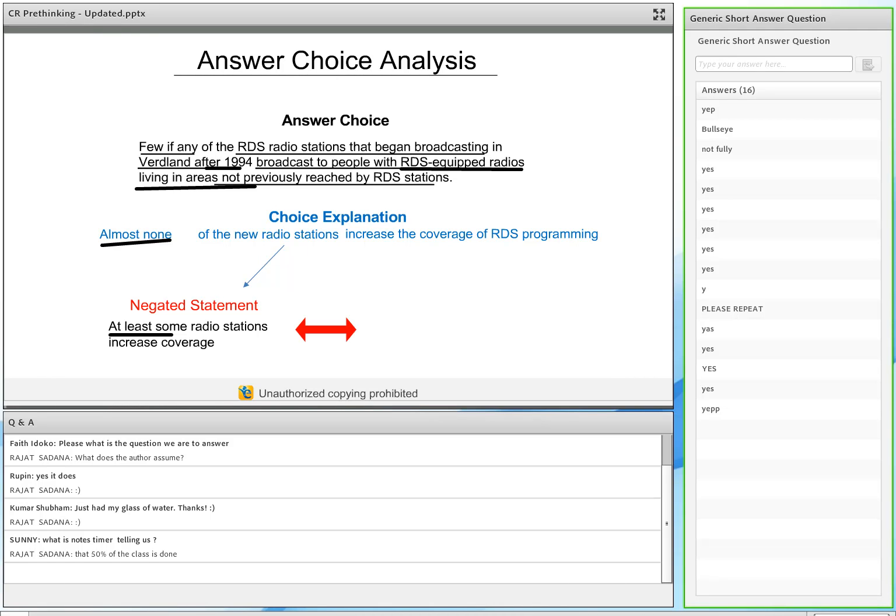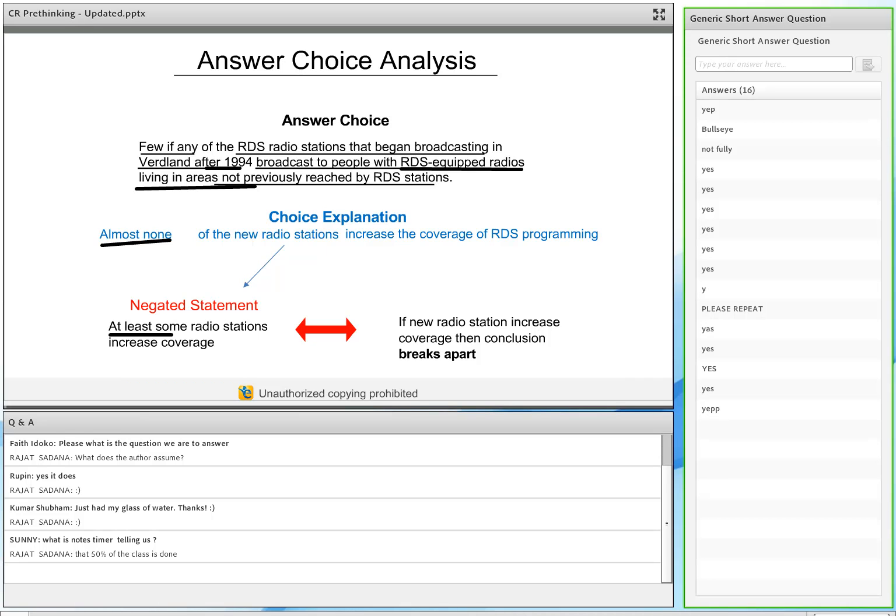If at least some radio stations increase coverage, then can we really say that the number of Worldlanders receiving special program information did not increase significantly in 1996? No, we can't say that, and my conclusion breaks apart. Now some of you are worried about other answer choices. We're going to look at those other answer choices. Don't worry about that. First, worry about this answer choice.